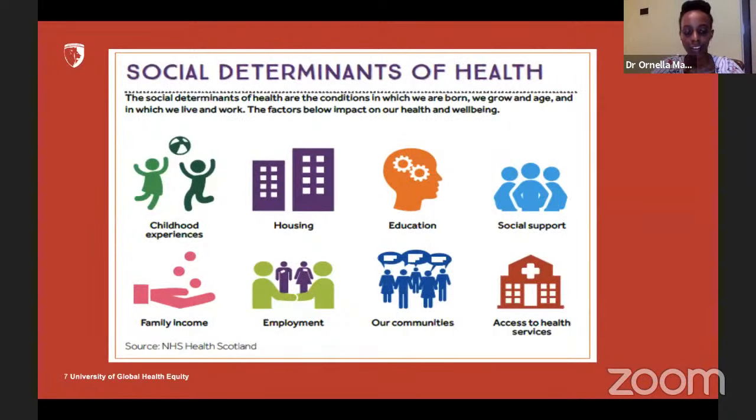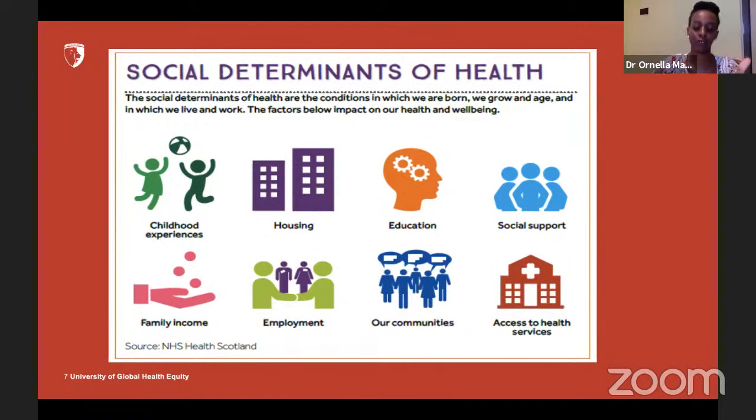And as healthcare providers, especially primary care workers, we are called to look beyond the clinical walls. We are called to look beyond what we see, beyond what the patient is presenting. At UGHE, we've been incorporating the social determinants of health concept in our curriculum. So these are the conditions in which we live, we are born, we grow, that have a big impact on our health, but also on a variety of functioning and quality of life outcomes.